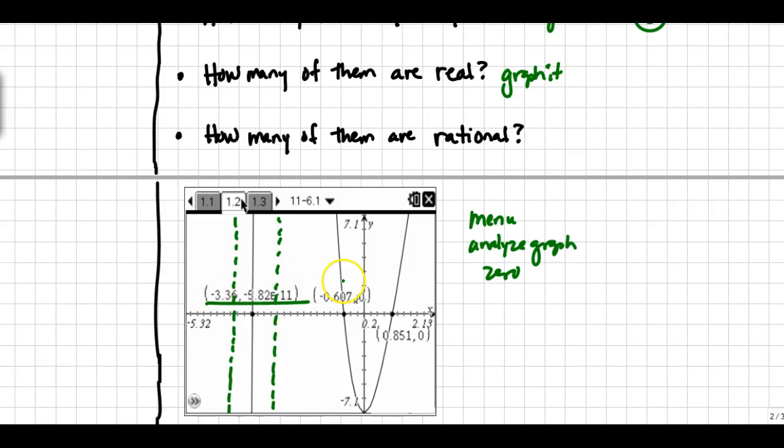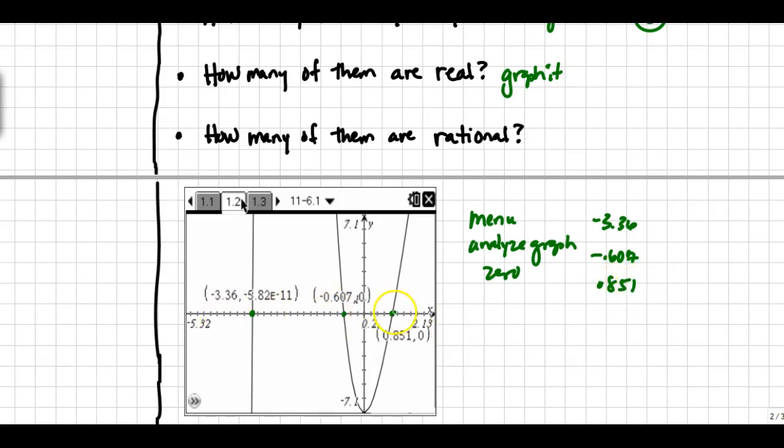Now you're going to need to do that again to find any other zeros that exist. So you might have to do that command multiple times. So in this particular one, I would need to do it 3 times, because the zeros that I came up with, or the possible x-intercepts, are negative 3.36, negative 0.607, and 0.851.